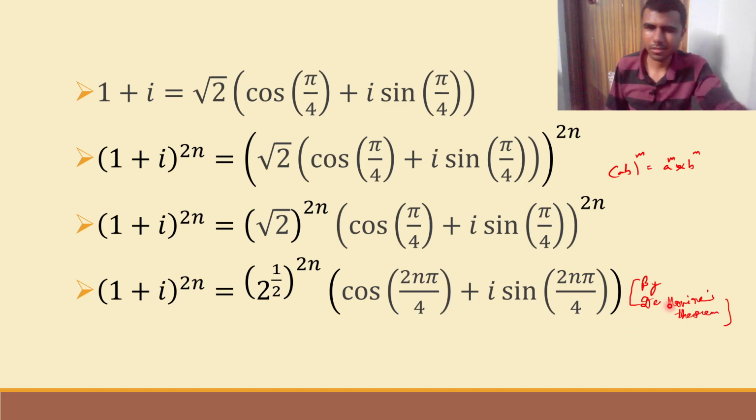And you can just mention it. It's fine even if you don't mention it also. It would be good if you mention it like this, by de Moivre's theorem. Okay. Now, (2 power 1 by 2) whole power 2n.